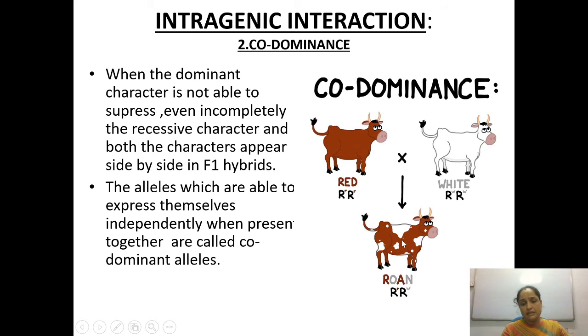So here you are able to see that the F1 individual is neither red nor white, having both the colors. Okay, but it is not the blending which you have seen in case of incomplete dominance, meaning that red and white are not going to blend and give you a different color. Both the colors are visible. So you can say that red and white both have a dominant characteristic. That is the reason they both show their appearance in the F1 generation. The alleles which are able to express themselves independently when present together are called co-dominant alleles.